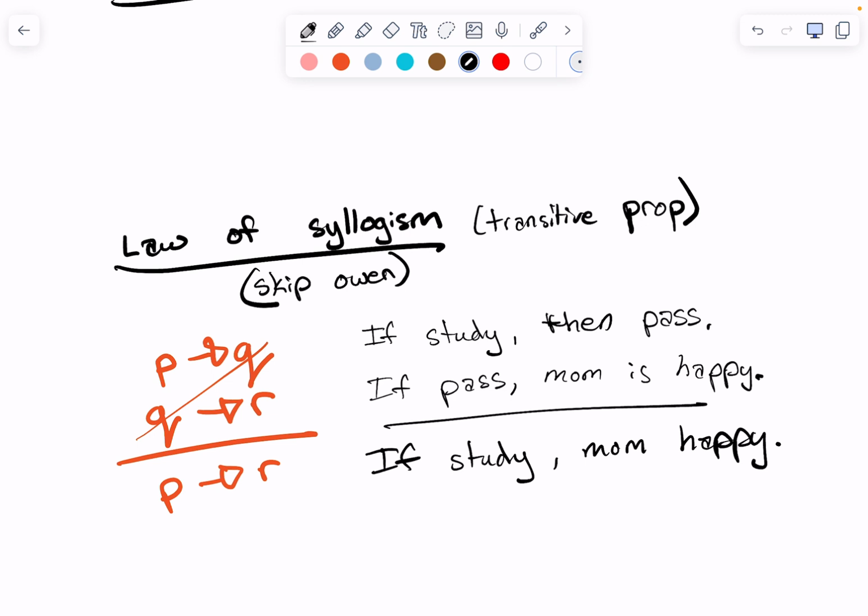Okay, that's the pattern that it goes in. Right? It has to go in that order. If they start talking about, like, then you get an A or whatever, we don't know anything about that. If study, mom happy. It goes P, Q, Q, R, P, R. That's how it goes. Okay?